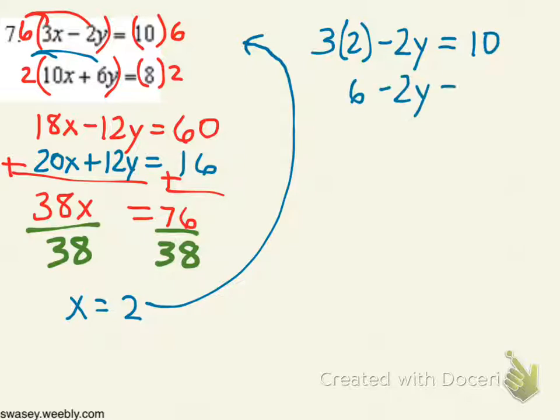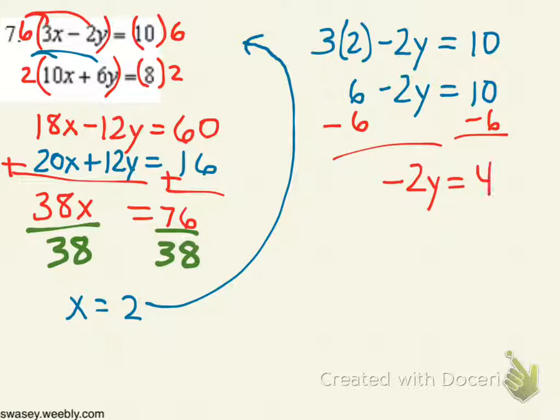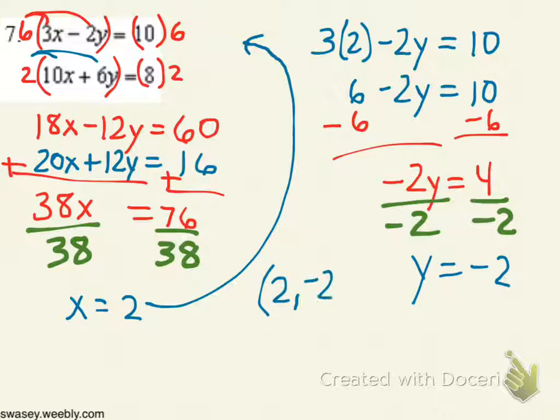Now we're left with a two-step equation. To get rid of the positive 6, subtract 6 from each side. And so we have negative 2y equal to positive 4. Now to get rid of the multiplying by negative 2, divide both sides by negative 2. And so we get y equal to negative 2. Put it together as an ordered pair, x, then y.